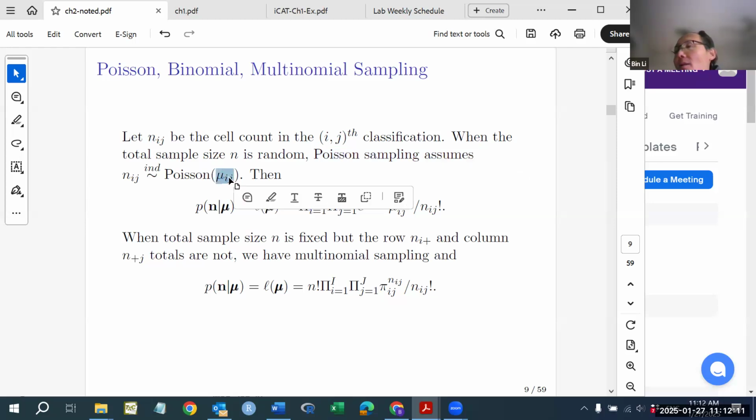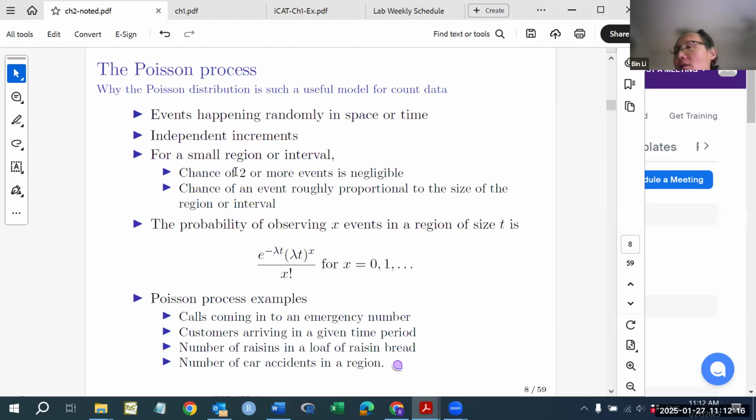Mu ij is the parameter. For a Poisson distribution, the notation is lambda t, which is useful when we have some size t. But sometimes if we just have one size, we always use weekly, not monthly, so we can just change it to the mu. In other words, in this formula, mu is lambda times t. If we don't need to worry about the size, just use the mu, and that is the expected number of events that happened in this particular region.